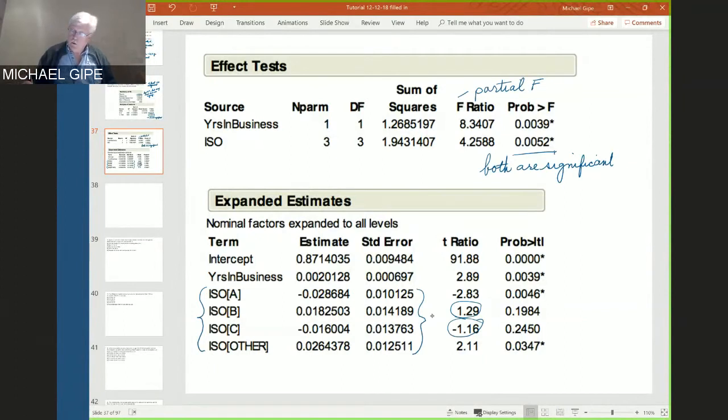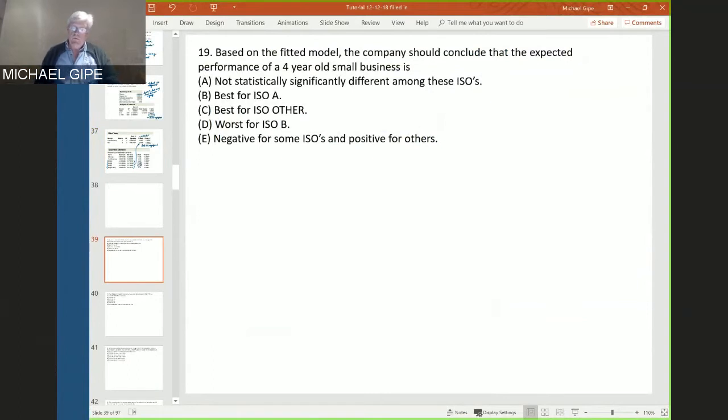And of course, you will go and look at the overall partial F test for that variable as a whole. And yes, it is significant. And you don't want to throw that one out, even though some of the levels have a t value less than 2. Okay, so that's information that we have. We'll probably use that for answering some of these questions. So let's take a look.